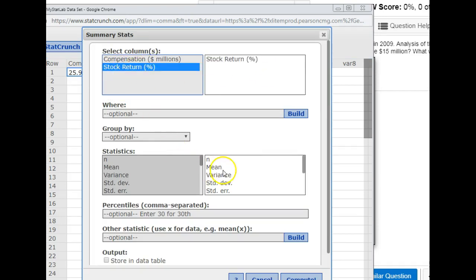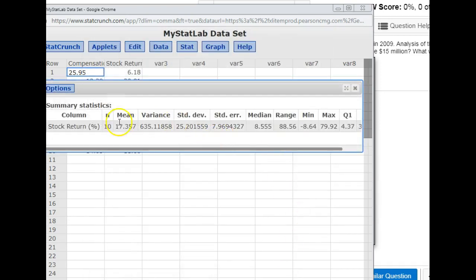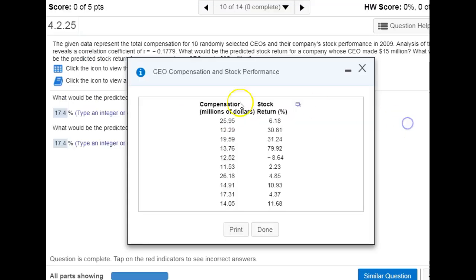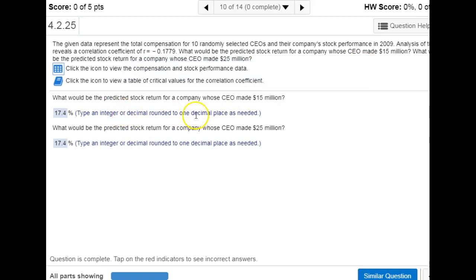Of stock returns, and it'll give us all these results here, and one of them is the mean or the average, so that's what we want when we hit compute. And we get that mean value back, and we wanted that to one decimal place. No matter what value we have for our x, for how much the CEO makes, our prediction is always going to be the average from our sample. So as x changes, it doesn't change our prediction, and that's because our correlation coefficient was indicating that there's no relationship.